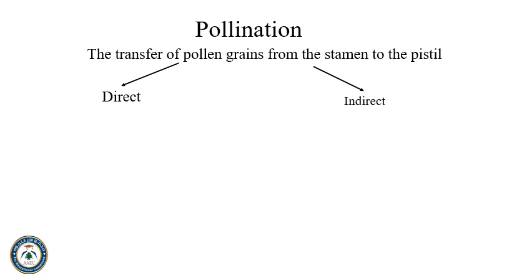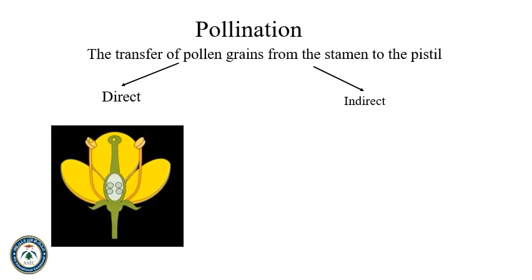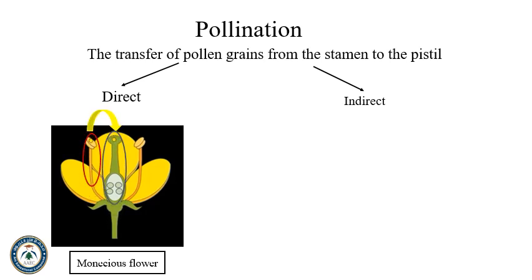What is direct pollination? Direct pollination occurs in monoecious flowers. Monoecious flowers are the flowers that have both the male parts and the female parts within the same flower. In this case, the pollen grains move directly from the anther and stick on the stigma.